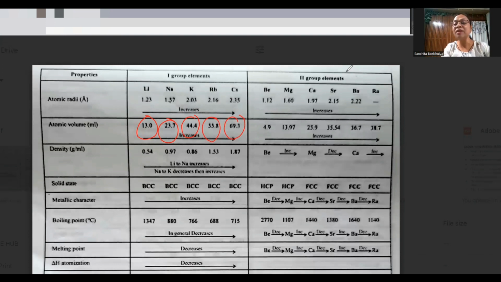What is atomic volume? Density is mass by volume, or volume is equal to mass by density. So you can say that the mass and the volume have a direct relation. So mass increases, volume increases. So atomic volume increases down the group. And if you have a look at the data that I have collected for you, the atomic volume increases down the group for group 2 elements also.